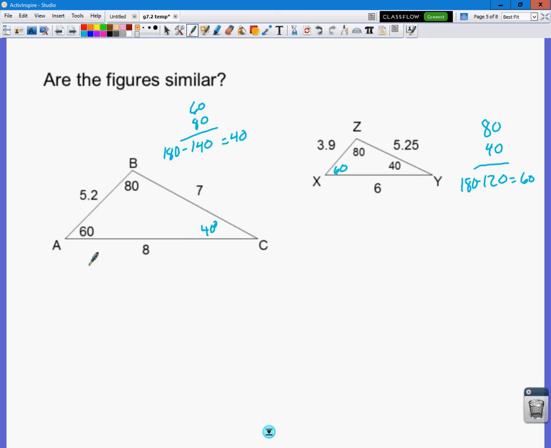Now I can see that all the angles are congruent, and I'm just going to check to see if the corresponding sides then are proportional. The 5.2 is between the 60 and 80. It should be compared to the 3.9. 7 between the 80 and the 40 should compare to 5.25.